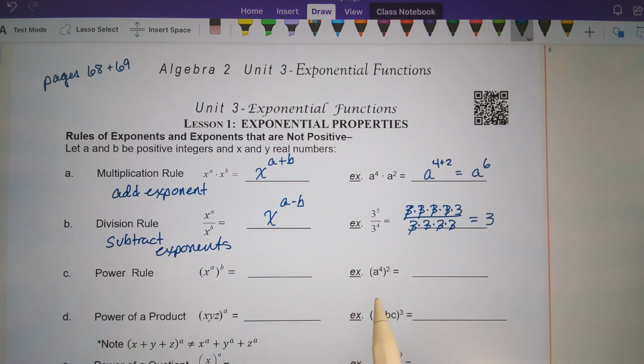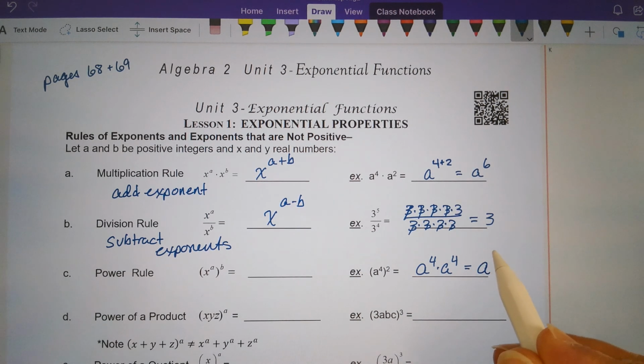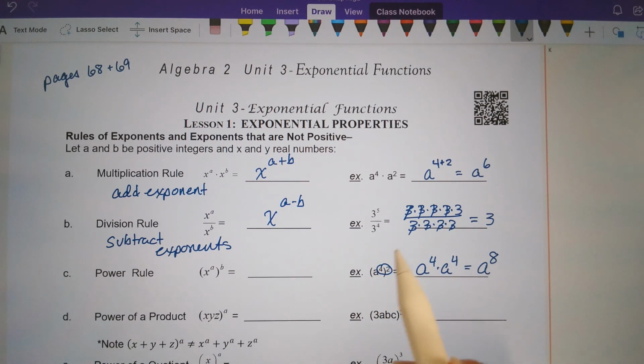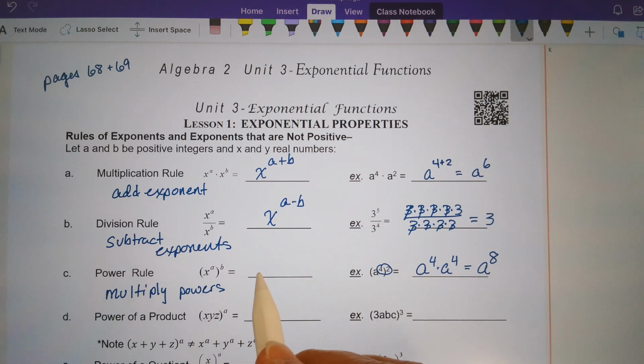Our next example, a to the 4th raised to the power of 2. Well, this would mean a to the 4th times a to the 4th, right? And then when we're multiplying, the rule is to add, so we get a to the 8th. And what can we do with 4 and 2 so that the result would be 8? We multiply them. So when you have a power raised to a power, you multiply the powers. x to the a raised to the b would be x to the a times b.